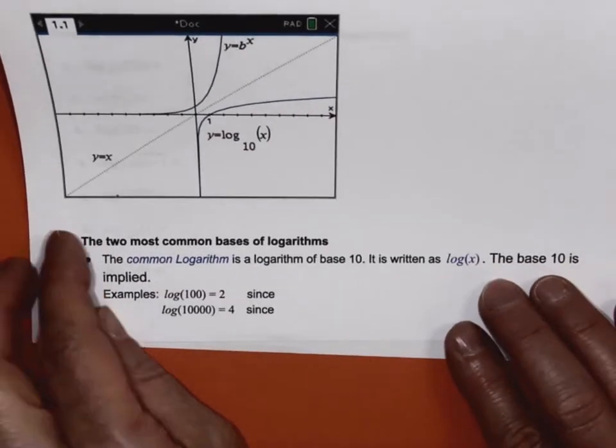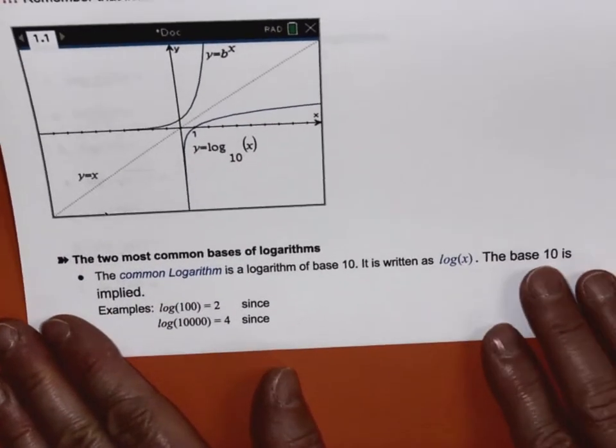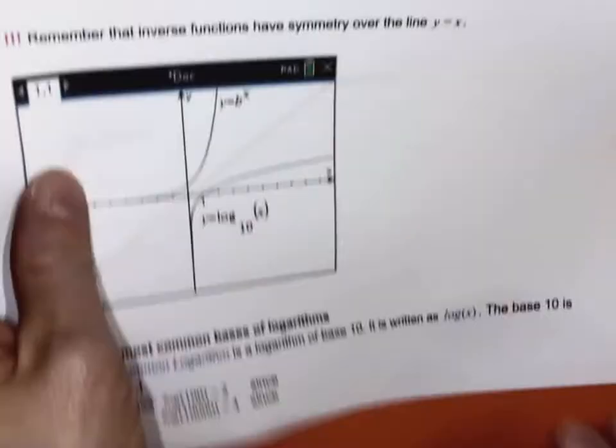There are two common logarithms, two bases that are very common for logarithms, and here I want to relate it to something.